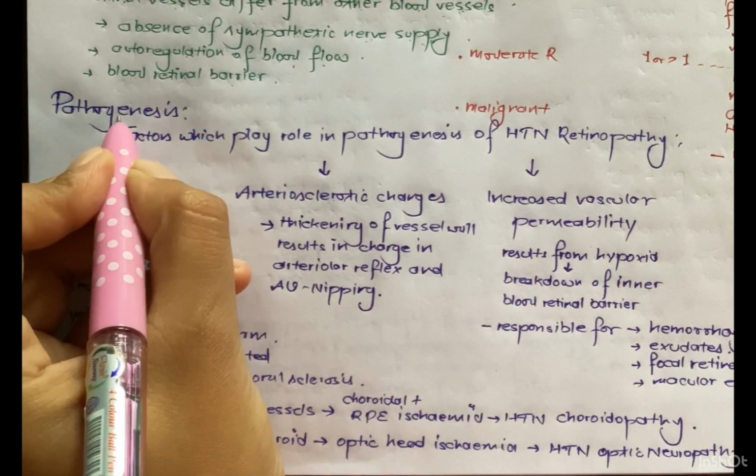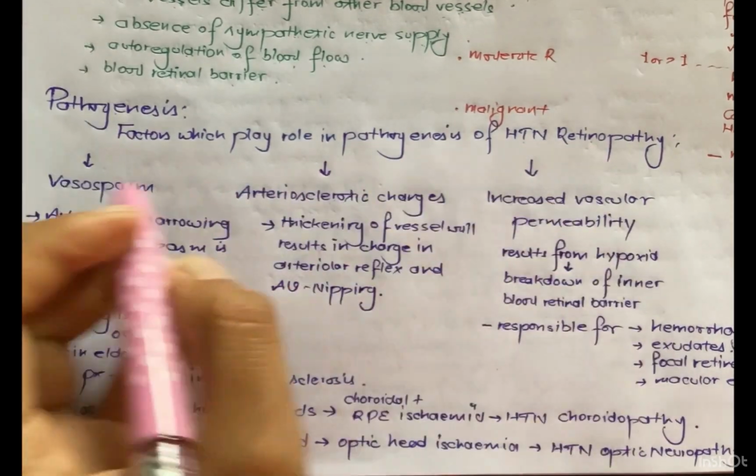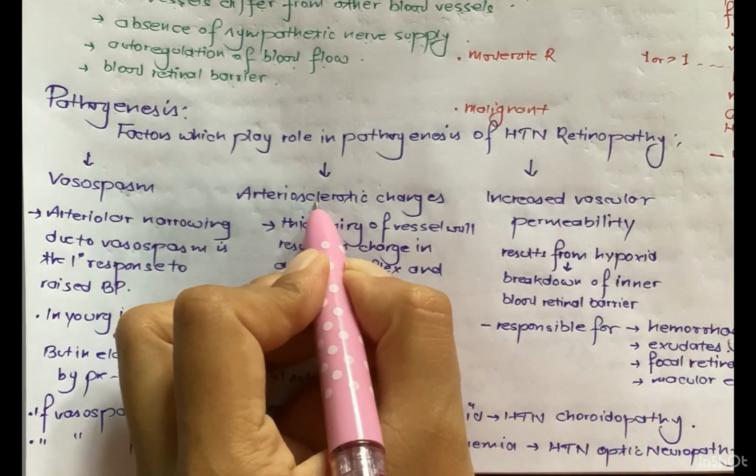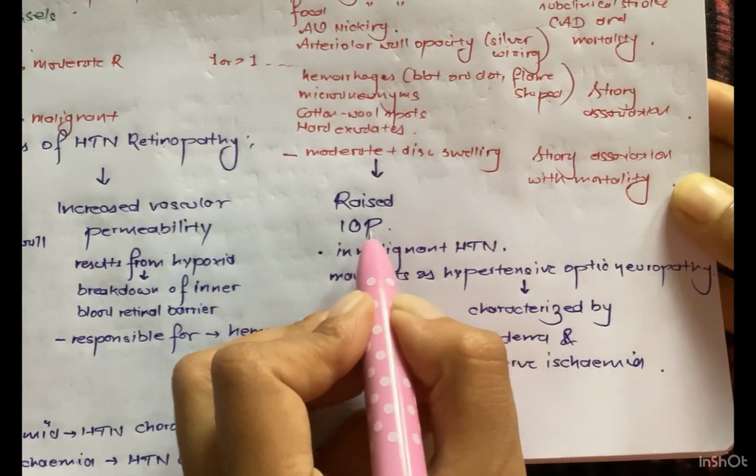Talking about the pathogenesis, factors which play a role in pathogenesis of hypertensive retinopathy are vasospasm, arteriosclerotic changes, increased vascular permeability, and raised intraocular pressure.